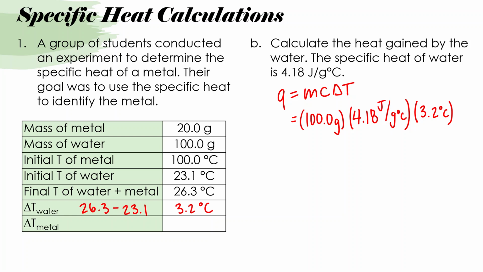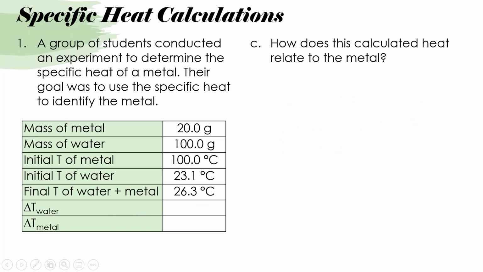And I get that Q is equal to 1,337.6 joules. So this is the heat that was gained by the water, which means that this is the heat that was lost by the metal. Now that I know this value, I can use Q equals mc delta T again, this time solving for C to get the specific heat of this metal.